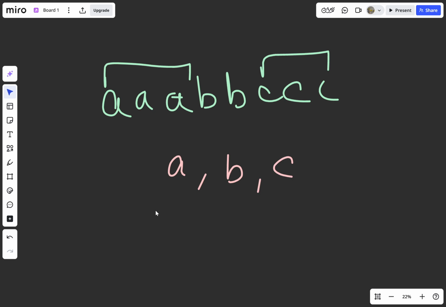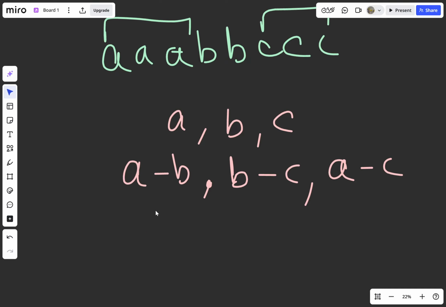After that we have to consider all the pairs: A, B and B, C can be there, and A, C can also be there. After that the only one that remains is A, B and C. So this many combinations we have to find the substring for. Now how will we do this?